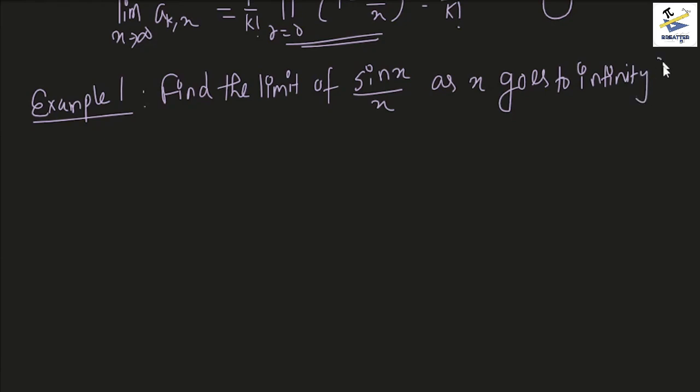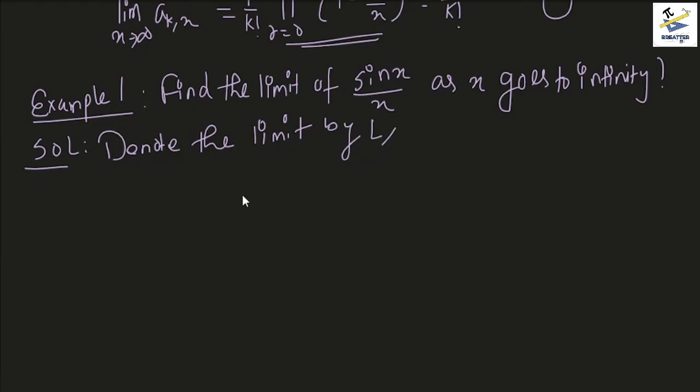So basically what we are asking to find is, we can denote the limit by L. Denote the limit by L, and L would be equal to the limit as x tends to infinity of sine of x by x. Okay, now how do we do this?